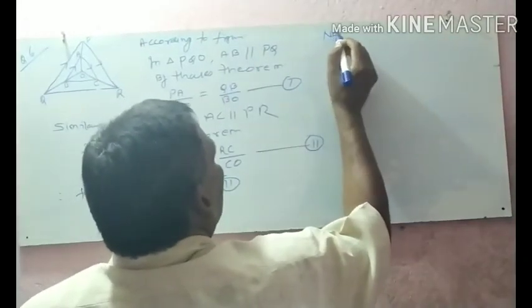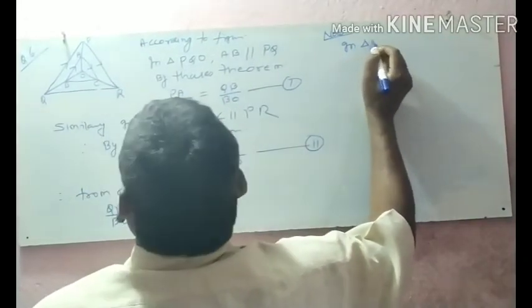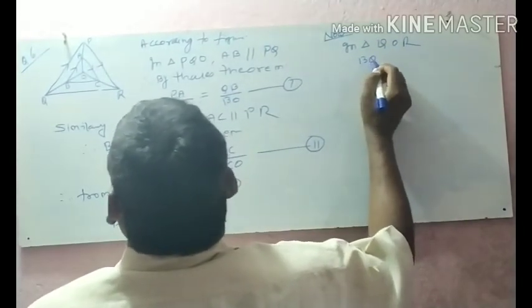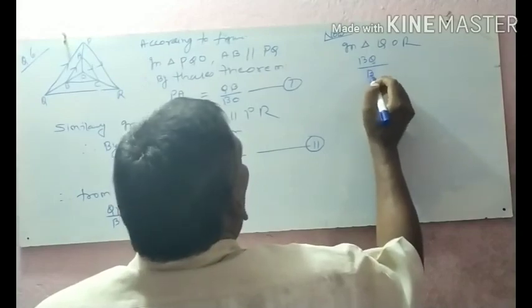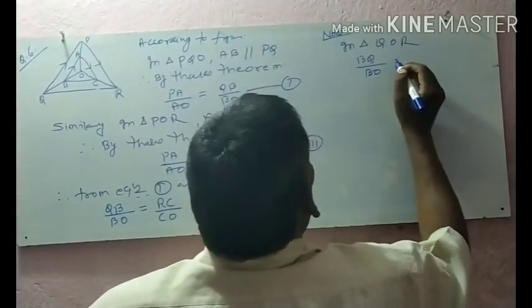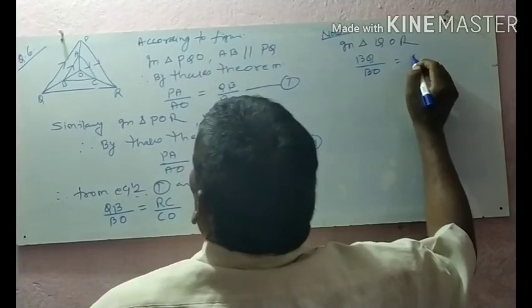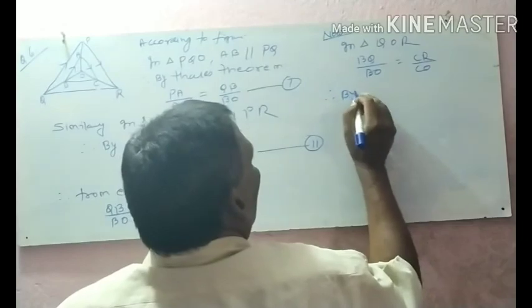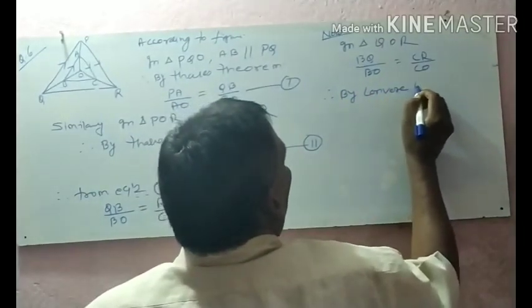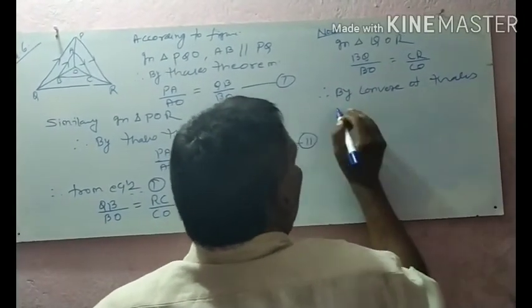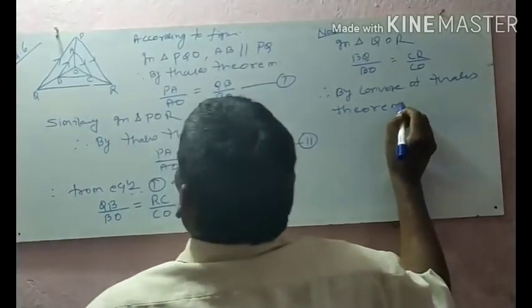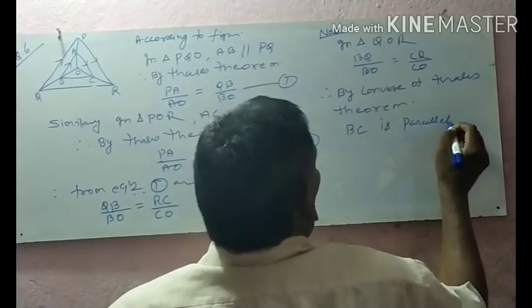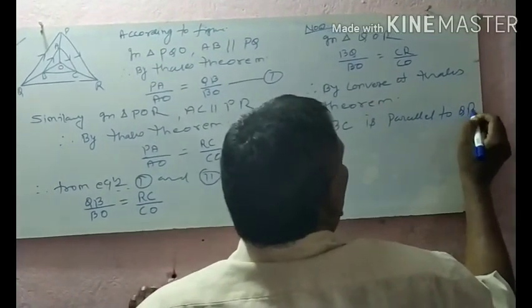Now, in triangle QOR, BQ by BO is equal to CR by CO. Therefore, by converse of Thales theorem, BC is parallel to QR. Proved.